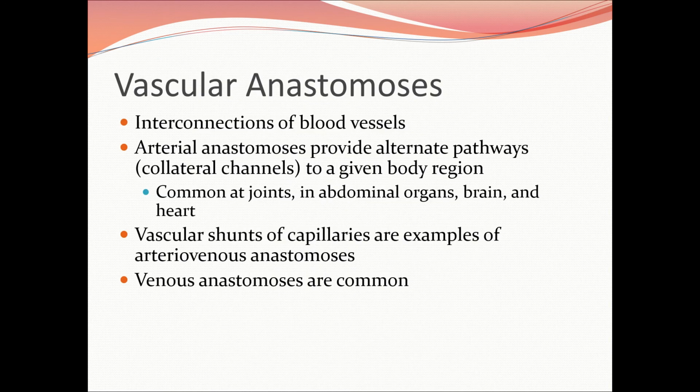Vascular anastomoses are interconnections of blood vessels. Arterial anastomoses provide alternate pathways or collateral channels to a given body region. They are common at joints, in abdominal organs, the brain, and the heart. Vascular shunts of capillaries are examples of arteriovenous anastomosis. Venous anastomoses are common.